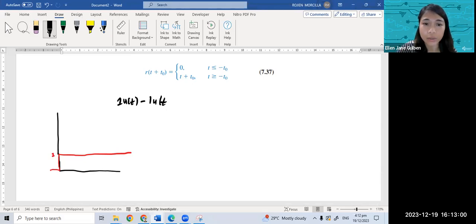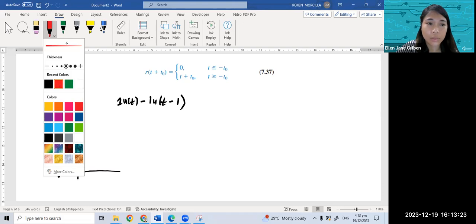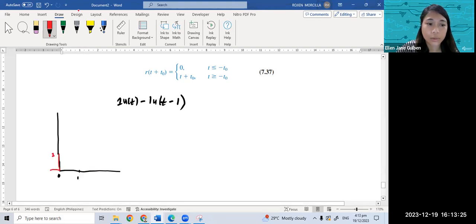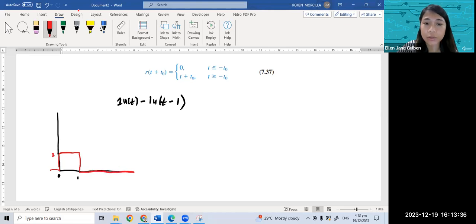You subtract it with u of t minus 1. So after 1 second, you subtract 1 u of t. So you have 0 here, you have 1 here. So this one would look like this, and it would go down because you subtract it, and continue forever.